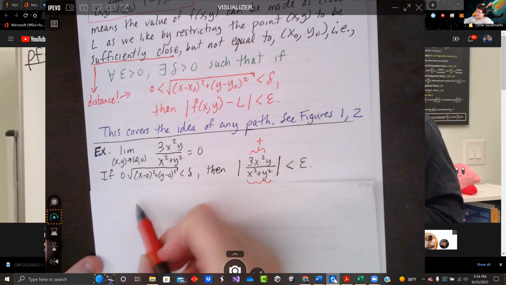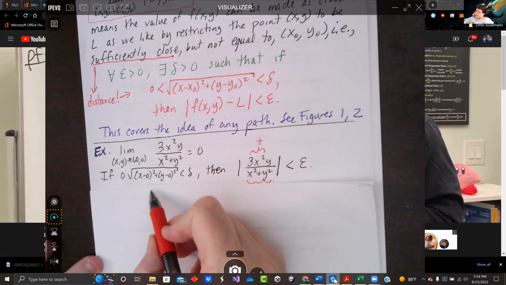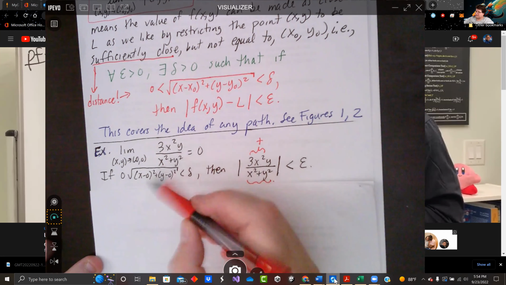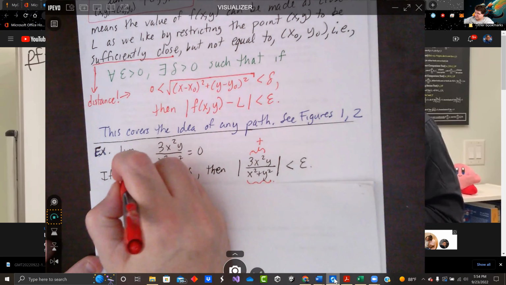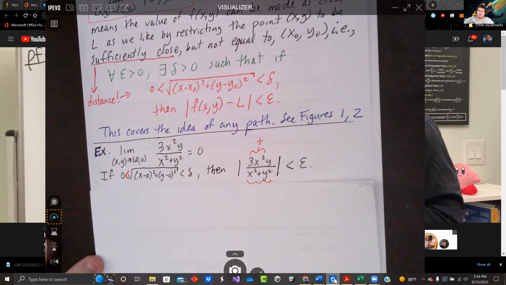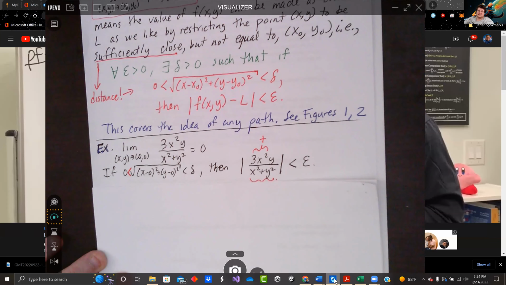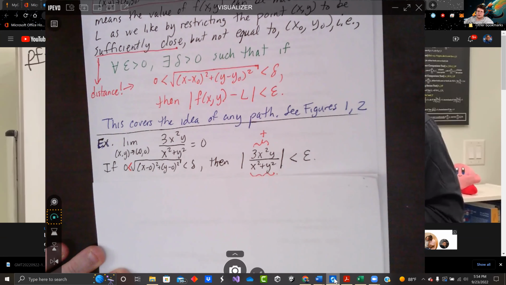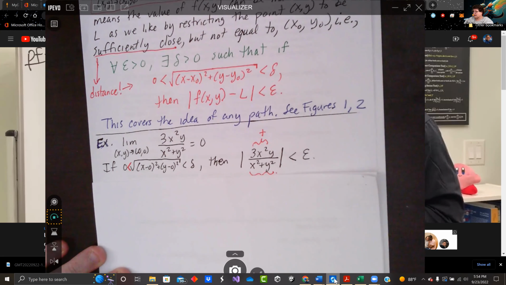If 0 is less than the square root of x squared plus y squared, and that's less than delta, that implies that the absolute value of 3x squared y over x squared plus y squared is less than epsilon.